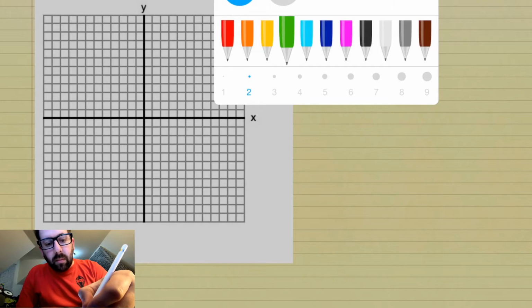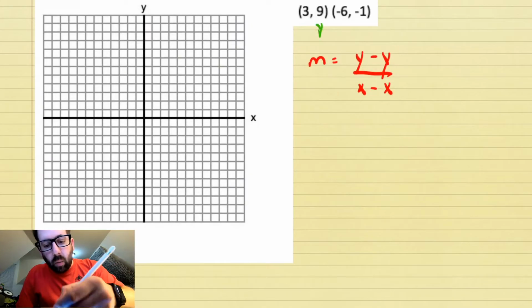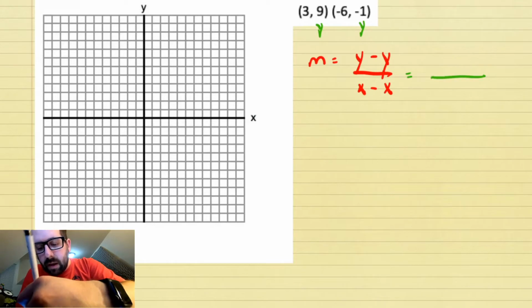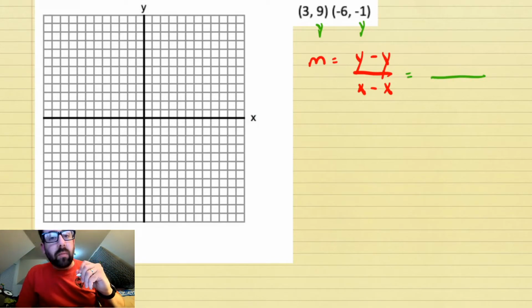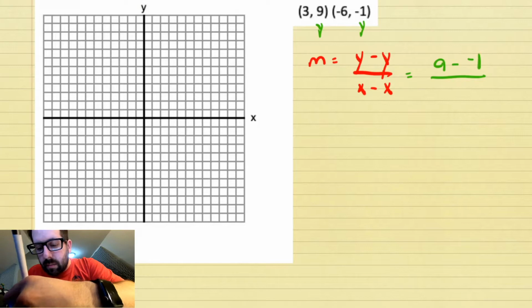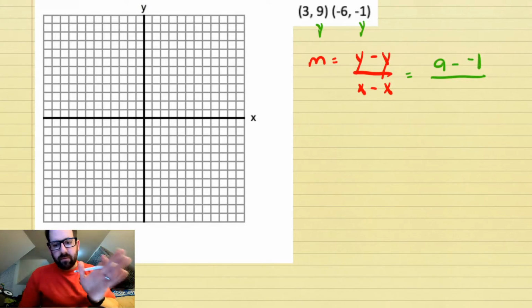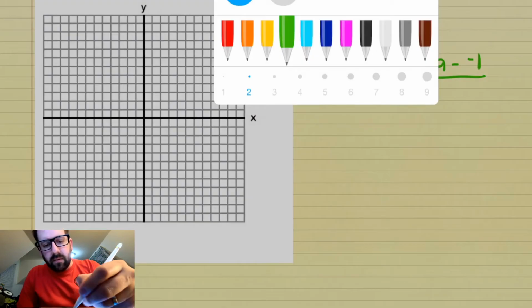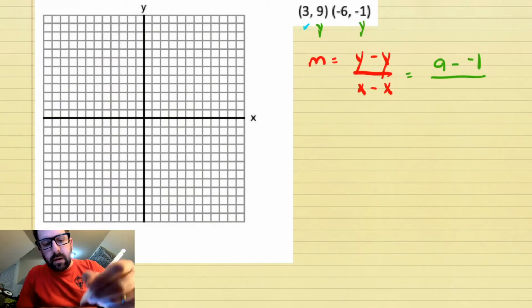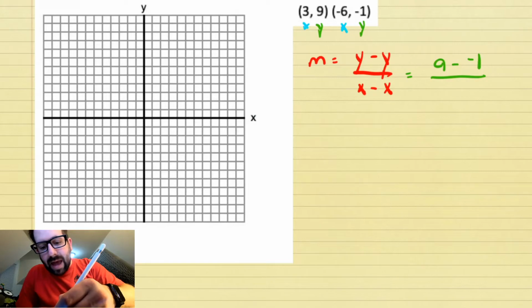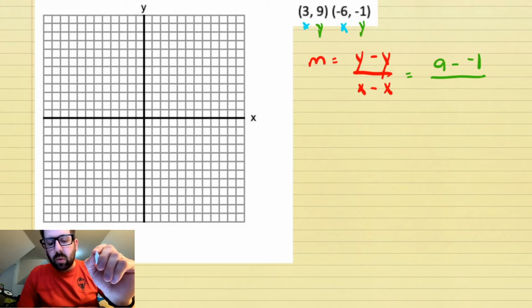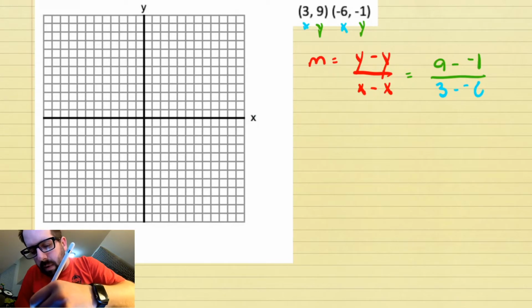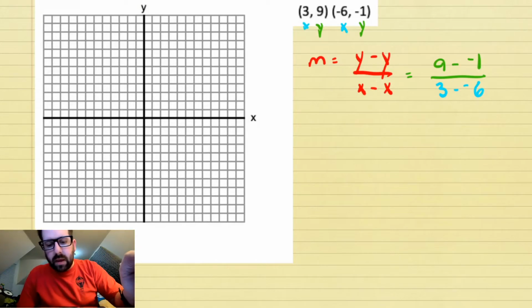So again, labeling my numbers here. My y numbers are the back numbers. Those are my y numbers. So on the top, here's what we have. We have 9 minus the -1. 9 minus a -1. Again, I always just go front minus back. Then on the bottom, if I switch up my color again, my bottom numbers are my x's. Those are the front numbers in each of those coordinates. So that's the 3 minus the -6.